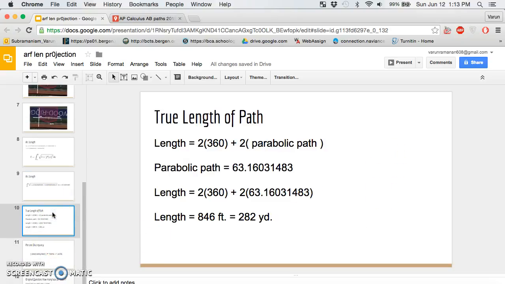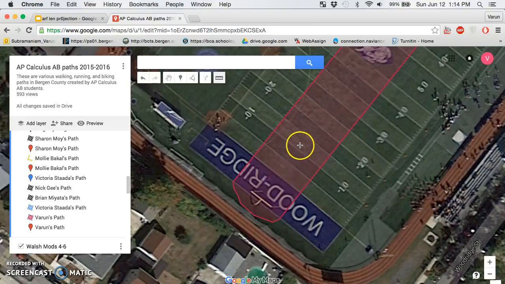So this brings us back to our original question, the true length of the path. So we said earlier that the length is going to be 2 times 360 plus 2 times the length of this parabolic path. And we know that this parabolic path, thanks to the arc length equation, is going to be approximately 63.2. So we just plug that in, and we get our true length as 846 feet, or approximately 282 yards. And you can see the accuracy of this equation.